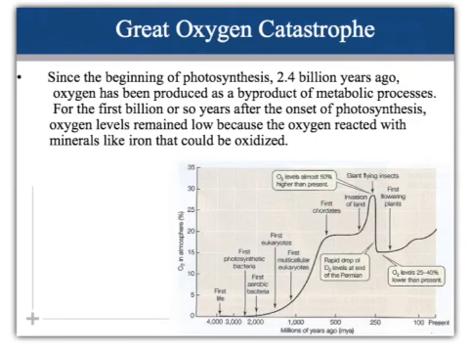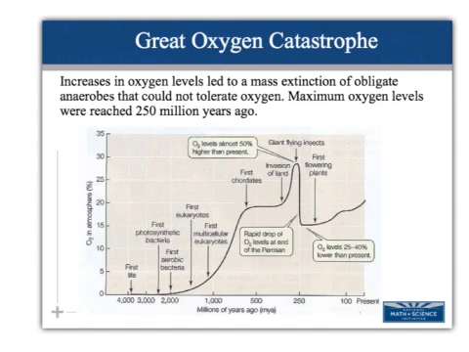Another example is the Great Oxygen Catastrophe, and you don't need to know the ins and outs of all of these. You just need to be comfortable with some of these examples. So the Great Oxygen Catastrophe, so oxygen is produced by photosynthesis, as we mentioned, and it started being produced about 2.4 billion years ago. And so at first, the oxygen levels remained pretty low because the oxygen was reacting with minerals like iron, things that could be oxidized. So as we had increases in the oxygen levels, these obligate anaerobes, these organisms that cannot tolerate oxygen at all, they started dying off.